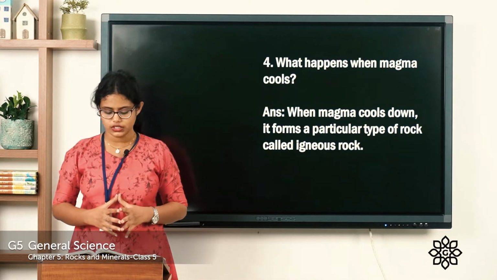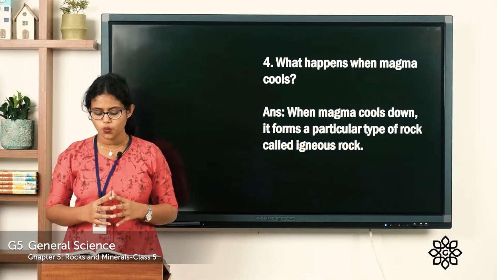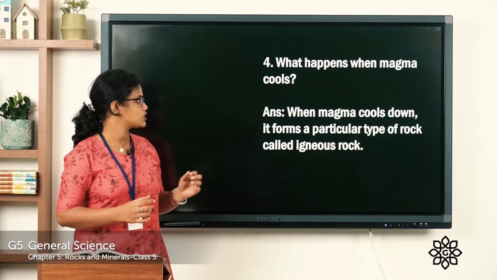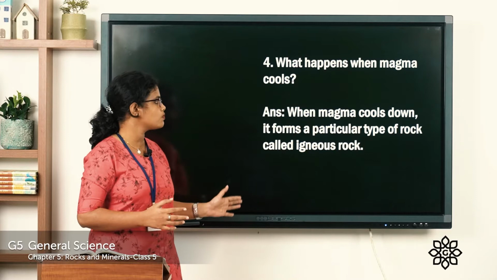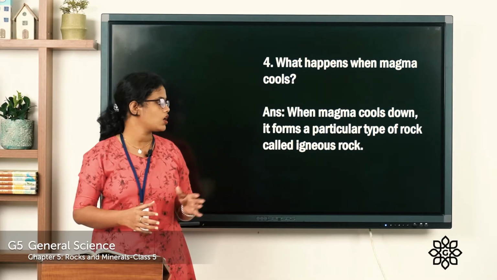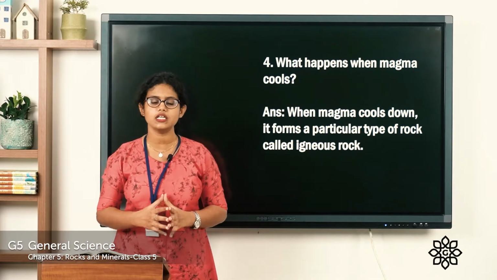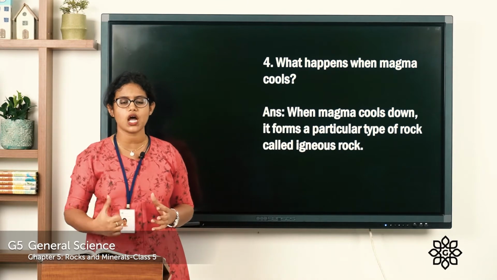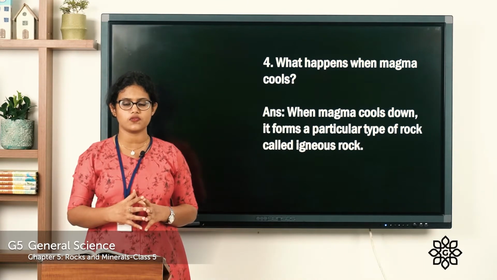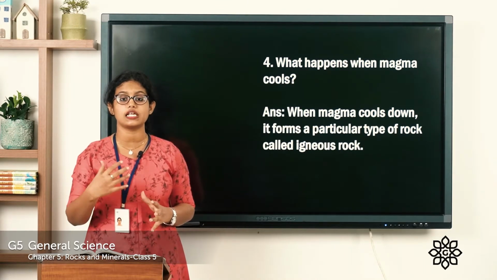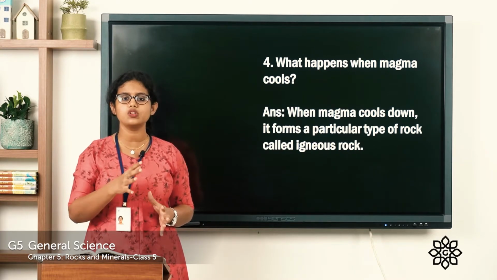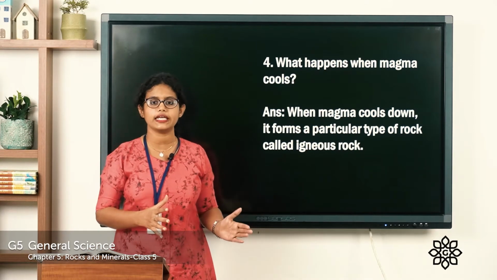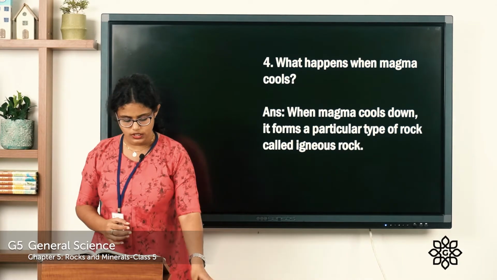The fourth question. What happens when magma cools? You can write the answer as, when magma cools down, it forms a particular type of rock which is called the igneous rock. When the magma comes out and flows on to the earth's surface, it is called lava, and this hot liquid lava cools down and forms the igneous rock.